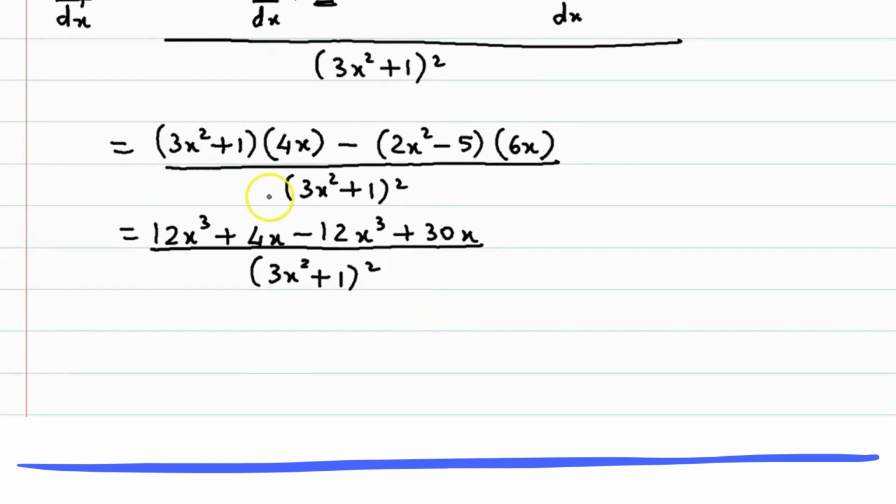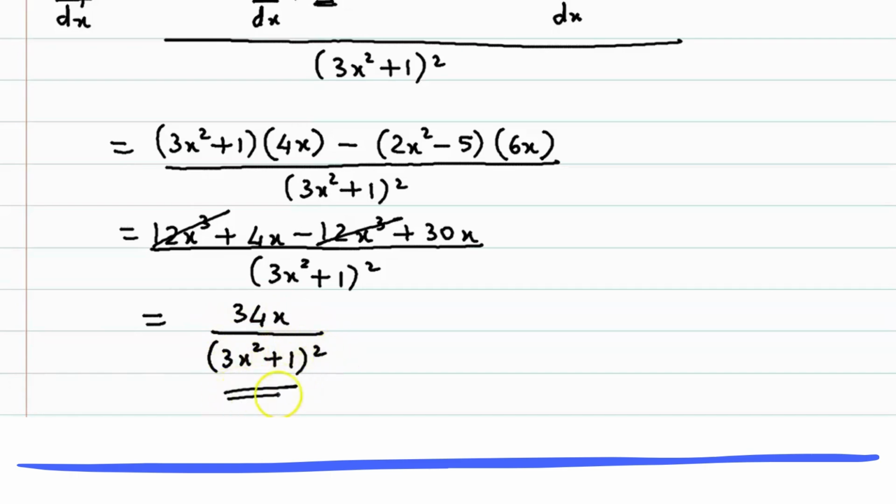Now if we further simplify, 12x cube cancels with minus 12x cube, and we have 4x plus 30x, so that is 34x divided by 3x square plus 1 the whole square. So this is the value for dy by dx.